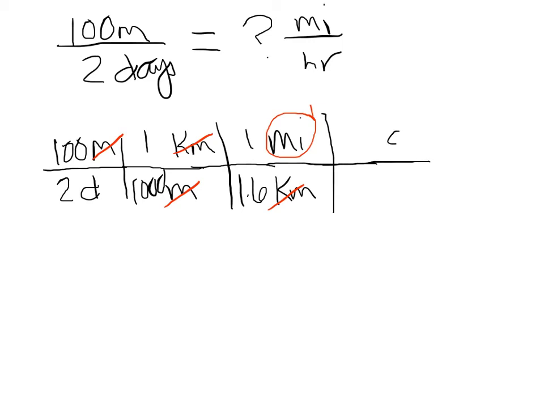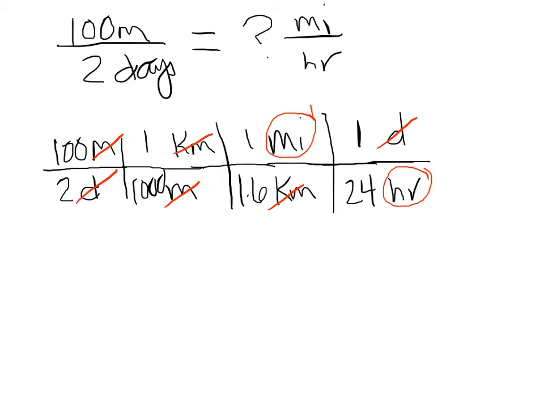Day is a time. I want to get rid of day. And I know the relationship between days and hours. Which one's bigger? 1 day is the same thing as 24 hours. I do that and I notice that my days cancel out. Now I've got the unit hours. Is that the one I want? In fact, it is. So I circle it. I've got miles on the top, hours on the bottom, and that is the unit setup that I want.